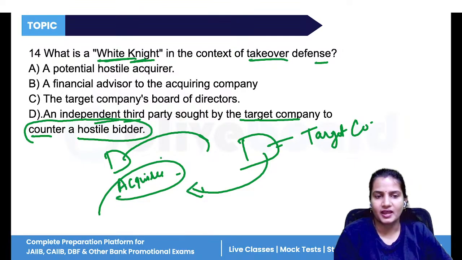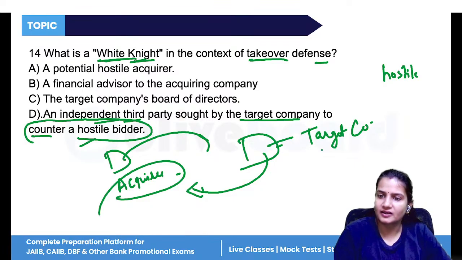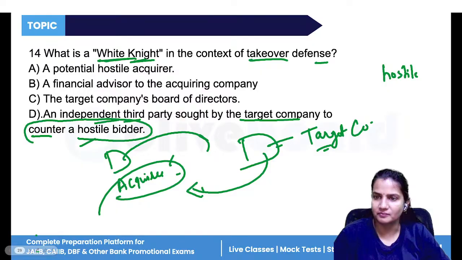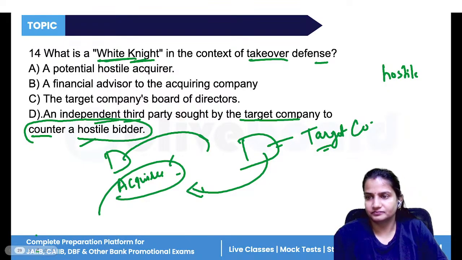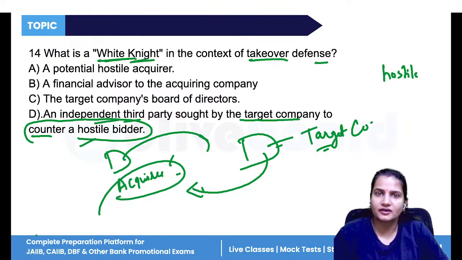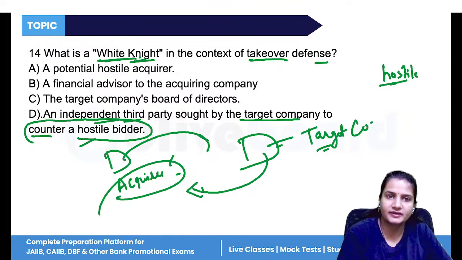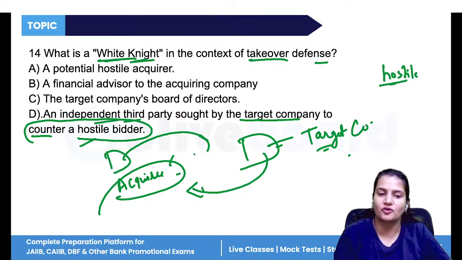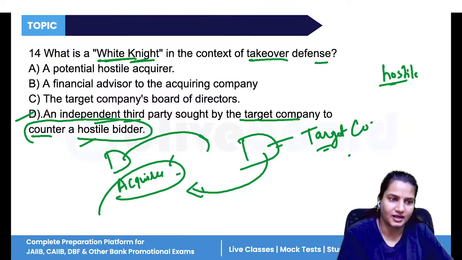Because see, if an acquisition, merger or takeover is happening in the normal scenario, without hostility, then it is okay. But if it is a hostile acquisition, it means the target company does not want to get acquired, but the acquiring company wants to acquire the target company. So in this case, both parties are not agreeing on the same matter, so it becomes a hostile takeover. So in a hostile takeover, the white knight comes and saves the target company from being acquired. That is option B.